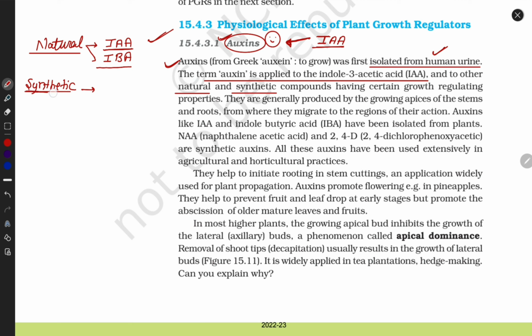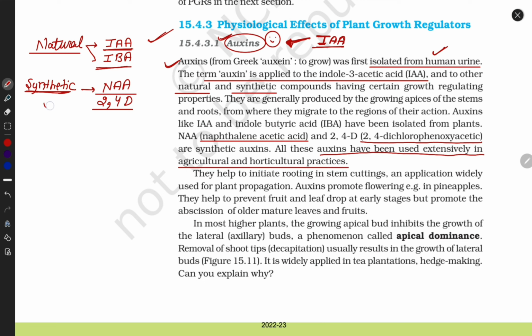The names of some synthetic auxins: first NAA, the full name is naphthalene acetic acid. Another synthetic auxin is 2,4-D. The full form of 2,4-D is 2,4-dichlorophenoxyacetic acid. So these are examples of natural auxins and these are examples of synthetic auxins. Auxin is naturally made from indole acetic acid. All these auxins have been used extensively in agriculture and horticulture practices.